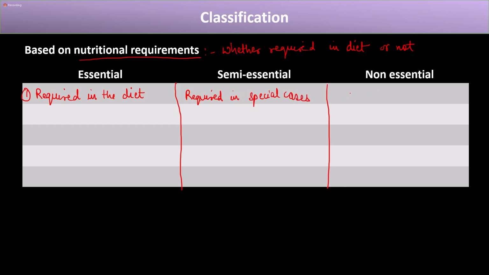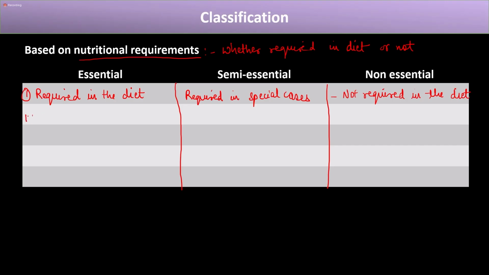And non-essentials means they are not required in the diet. If they are not present in the diet, it's fine. So these are non-essentials, not required in the diet.